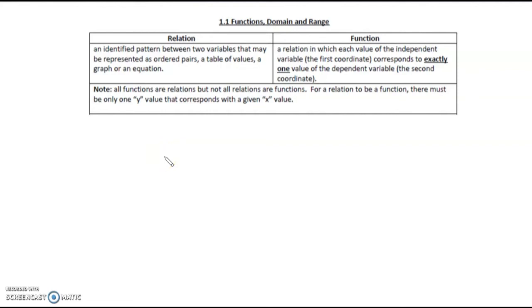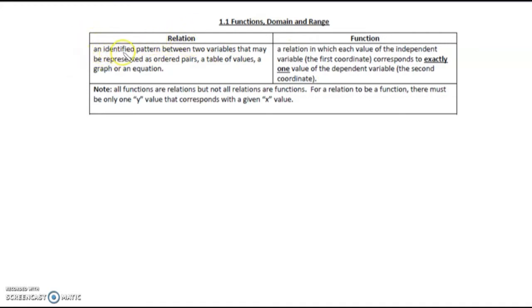Okay, lesson 1.1, functions, domain, and range. So we're going to talk about the difference between just a general relation and an actual function. Up until now, we called a lot of things relations, like the relation of a line, or a quadratic relation. But now we're going to go into further detail.